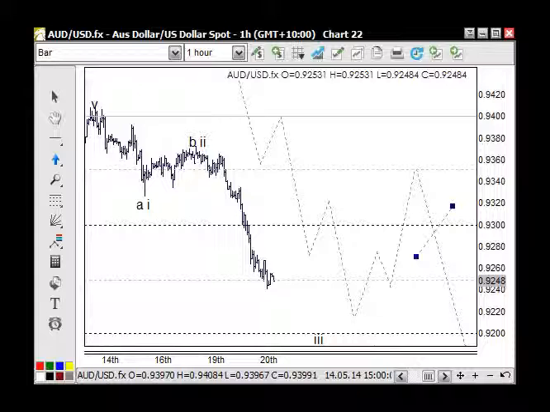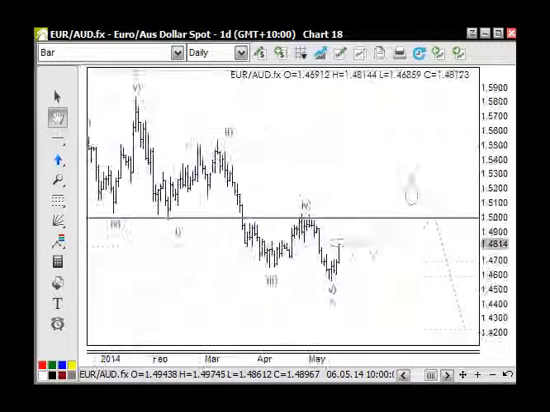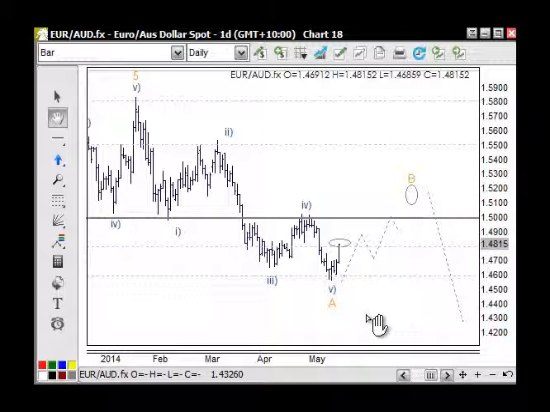Okay, the other interesting market, I guess, is the Euro Australian that we've been looking at. Yesterday we were counting on the daily 1, 2, 3, 4, and 5 down to here, and we're putting the wave 5 in here and the wave A here, and looking to buy on 147 here.